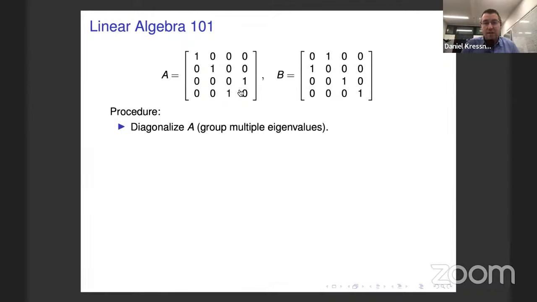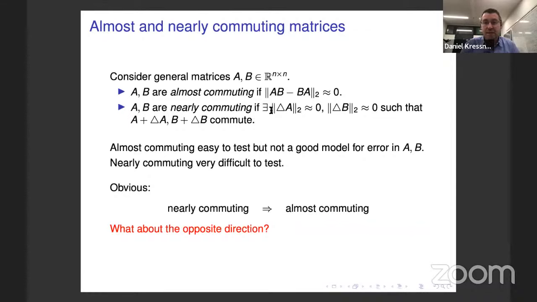Now this is a good model. I would say this is a better model than the almost commuting, but it's very difficult to test. So you kind of need to optimize over all delta A, delta B, and try to find the minimum delta A, delta B, which enforces commutativity.